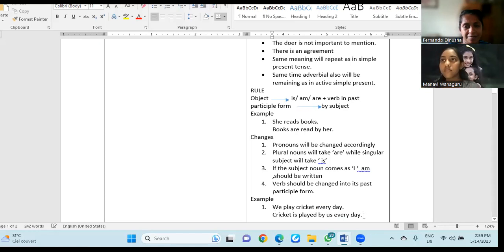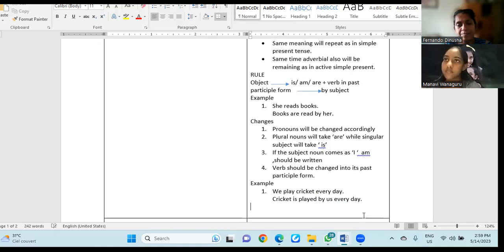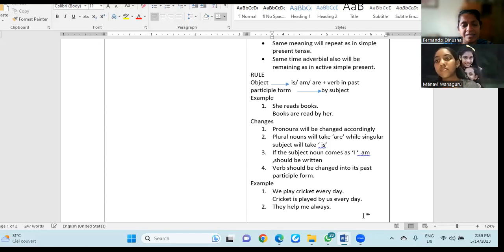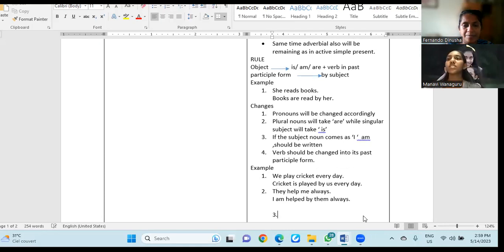Is it clear, Manavi? Yes, teacher. Cricket is played by us every day. They help me always. Look at, I am helped by them always. This is how it goes. I suppose you understood very well. Yes, teacher.